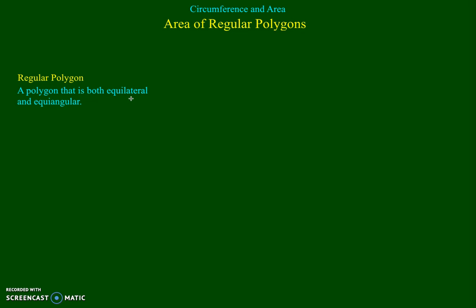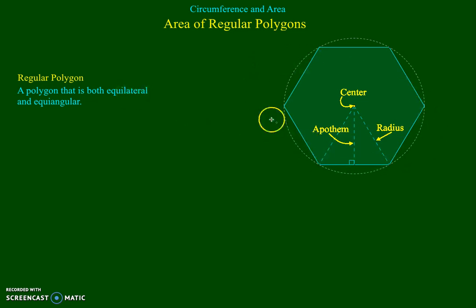Here is an example of a regular polygon. This happens to be a regular hexagon, and in this case we have several different pieces of information. First, we have the center. The center is a point that is equidistant from all vertices of the polygon. It's similar to the center of a circle, and in fact, the center of a regular polygon is the center of a circle that's been circumscribed around the polygon.